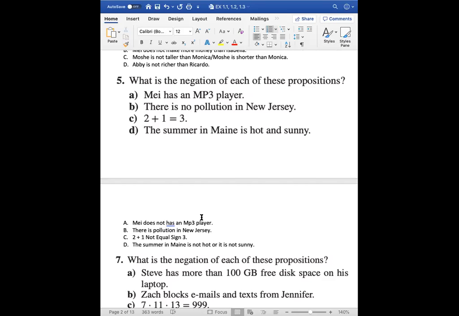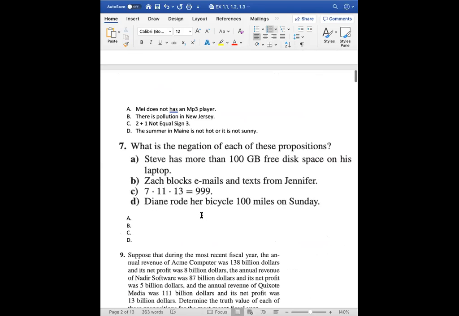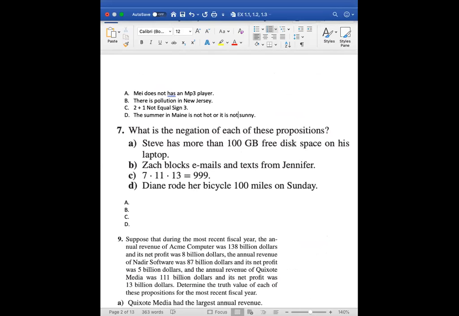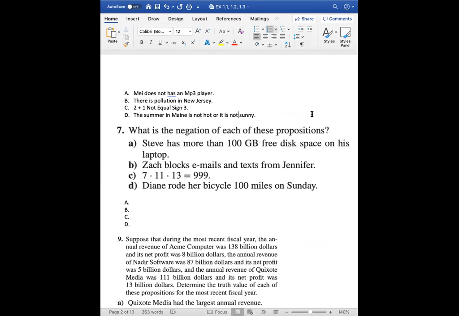Thank you. Okay, if no more questions, let's move on to question number 7. What is the negation of each of these propositions? The first one here: Steve has more than 100 gigabytes free disk space on his laptop. Just like we did earlier, Steve does not have more than 100 gigabytes free disk space on his laptop.